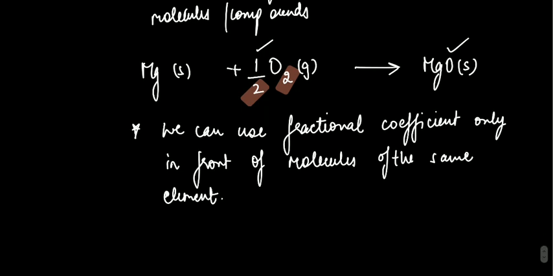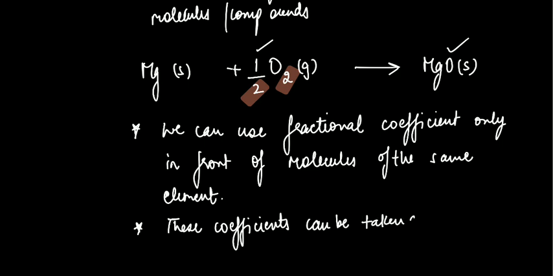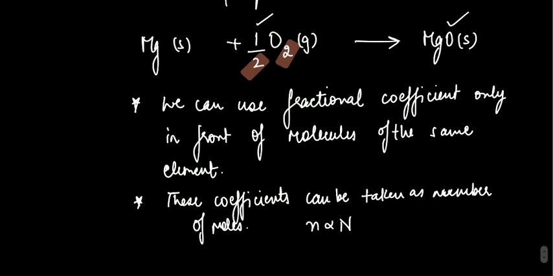Then if we talk about the next part, these coefficients can be taken as number of moles. So number of moles is directly proportional to this number. If you remember from the previous lectures, this capital N can indicate any number. It can be number of electrons, atoms, molecules, anything.